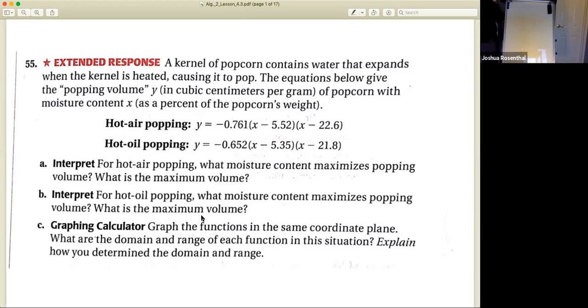Okay, popcorn. I love popcorn. I've been eating more popcorn because of what's going on, just being at home, and I have access to popcorn on the stove.